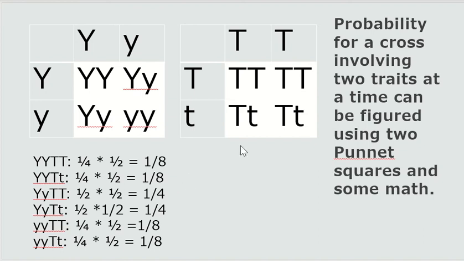Here, for the last combination possible from this cross, we have homozygous recessive for seed pod color and heterozygous for plant height. We have 1/4 and 1/2. So 1 times 1 is 1, 4 times 2 is 8.